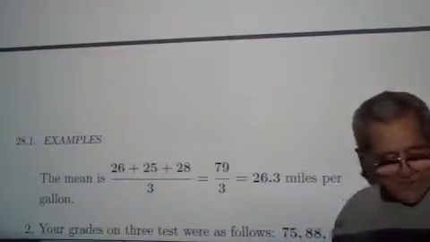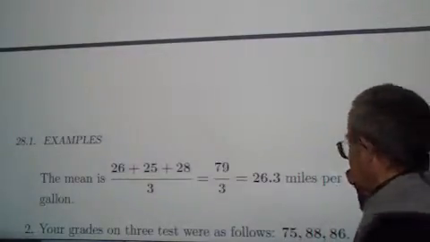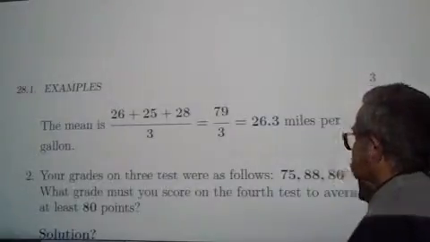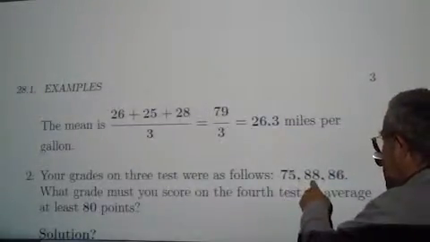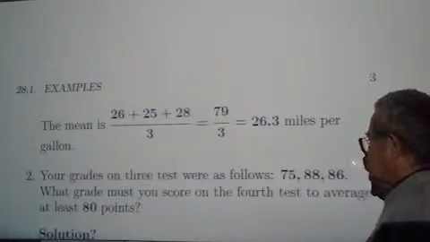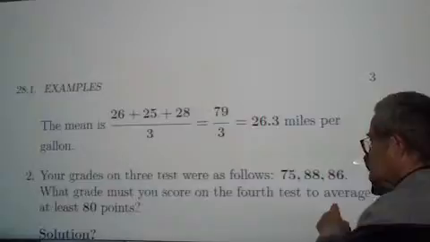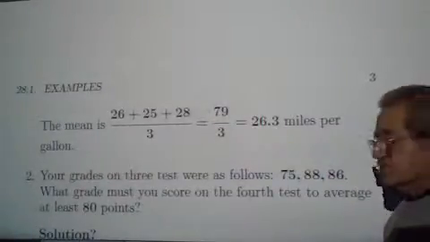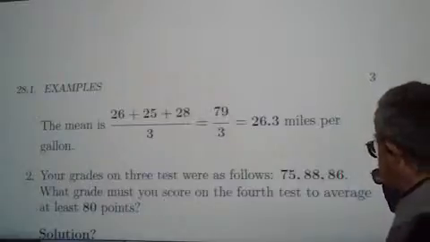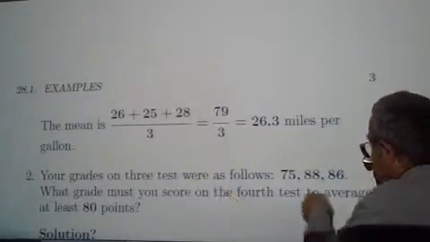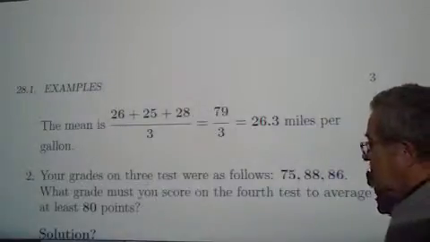Okay, we have another type of problem. Suppose your grades on the test were as follows. 75, 88, 86. What grade must you score on the fourth test so that your average is at least 80 points? What is the average? You have the sum of the four numbers. What is your fourth grade? Well, put it in a box with a question mark.